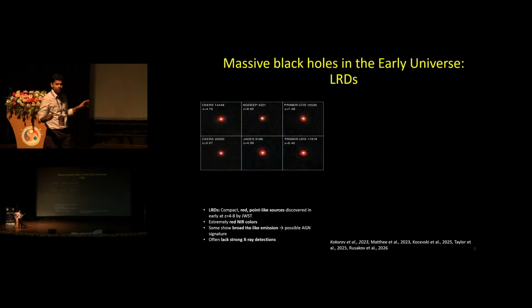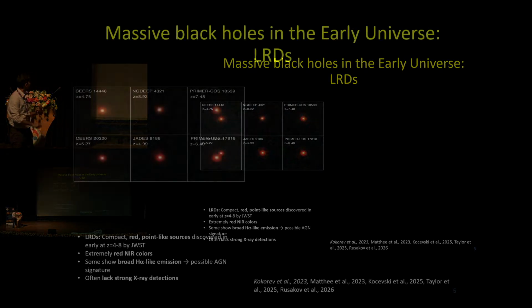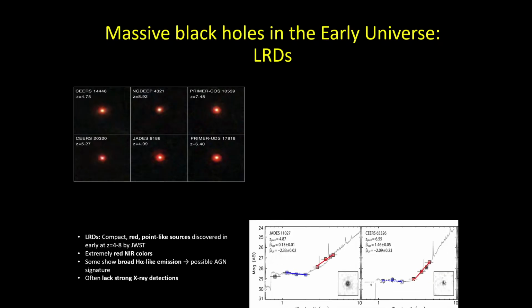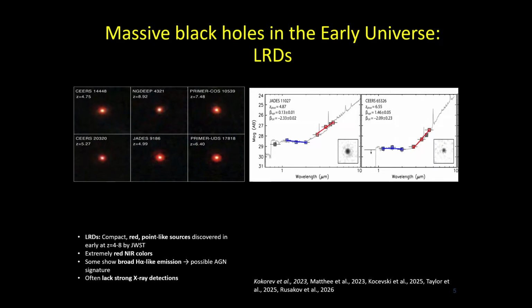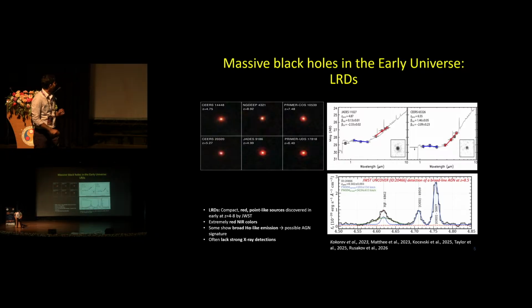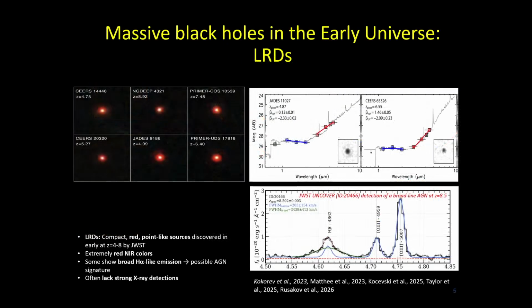The little red dots, which is a very popular name now, are one of the famous discoveries of JWST. You see compact red point-like sources spread across redshifts from 4 to 8. These objects show a typical V-shaped profile, where the obscured accretion disk may produce the decline in the blue, while the rising part in the red could be due to infrared emission from the dusty torus. If you zoom in on the emission lines, most of these objects emit strong hydrogen lines.